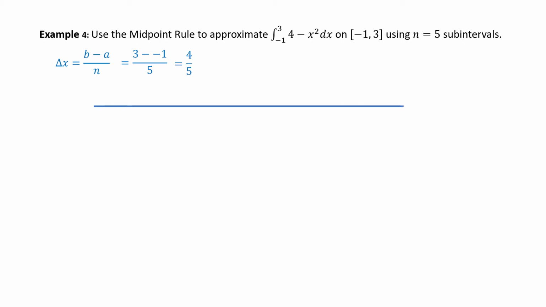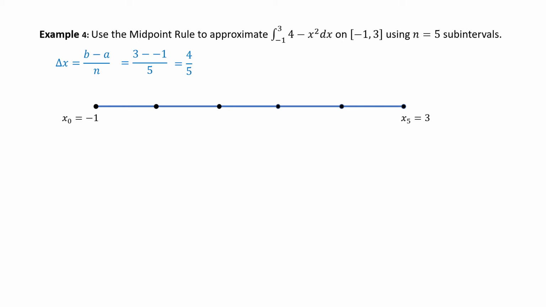Let's draw our interval. We'll start with the left endpoint, and we'll call that x sub naught equals -1, and mark the right endpoint, which will be x sub 5, which is equal to 3. Now, we're going to have 5 subintervals. We'll mark those along our interval line, and each width is 4/5.